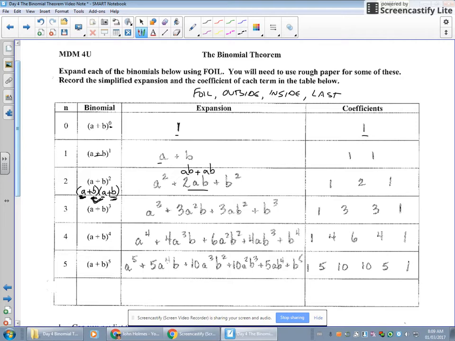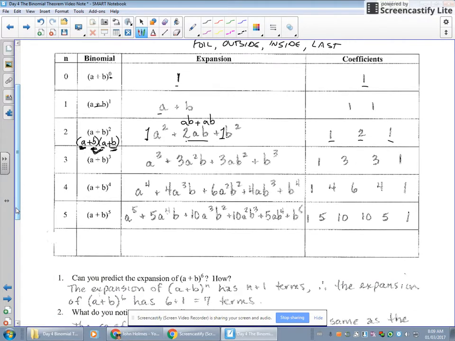So what are the coefficients in front of this? In front of the a squared, it's implied that we have a 1. In front of the ab is a 2, and in front of the b squared, again, we don't write it, but it's implied that there's a 1. So our coefficients become 1, 2, and 1. When I expand a plus b cubed, from yesterday's notes, you should have practiced doing these expansions. That gives us 1a cubed plus 3a squared b plus 3ab squared plus b cubed. Again, it's implied that there's a 1 there. Our coefficients become 1, 3, 3, and 1.